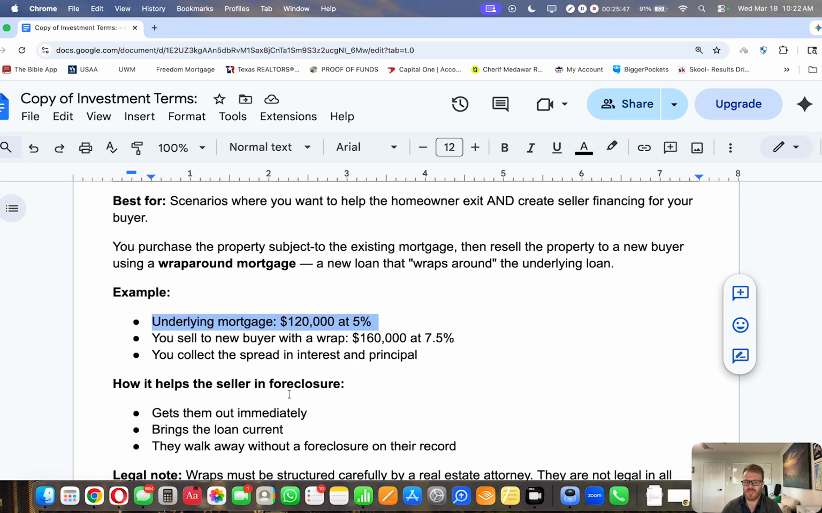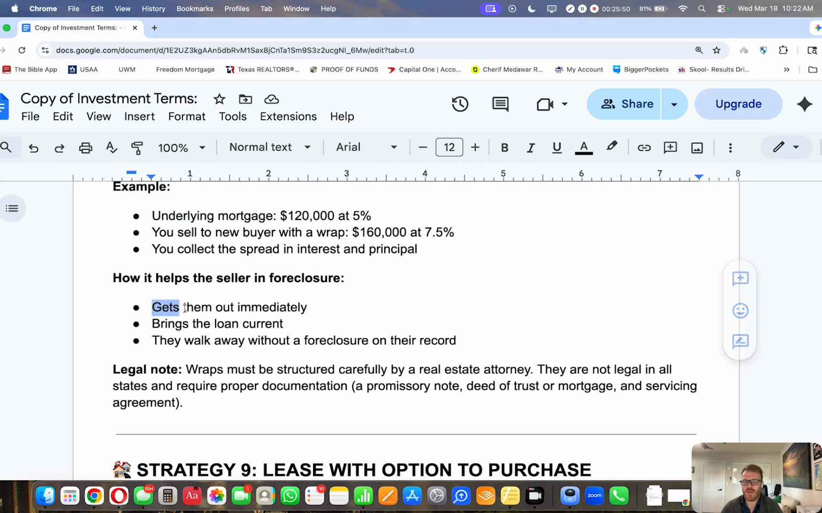What this does to help the seller is it gets them out immediately from their foreclosure, and it brings the loan current. And they can walk away without a foreclosure on their record, and maybe even with something in their pocket. So again, when we do this, the wraparound mortgage will be structured legally and righteously, and it's going to be done and closed by a real estate attorney. Not all states permit wraparounds, and they require proper documentation, so there's going to be a promissory note and a deed of trust and a loan servicer in the middle, so that way everything is above board.